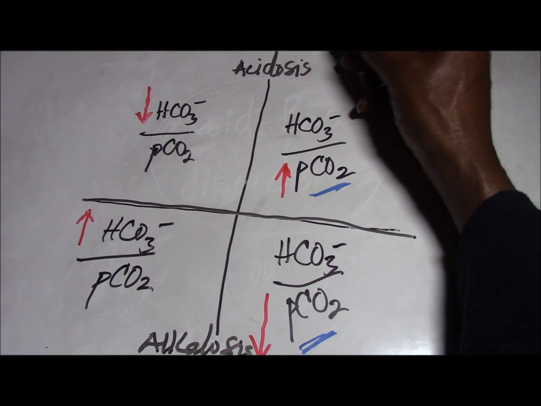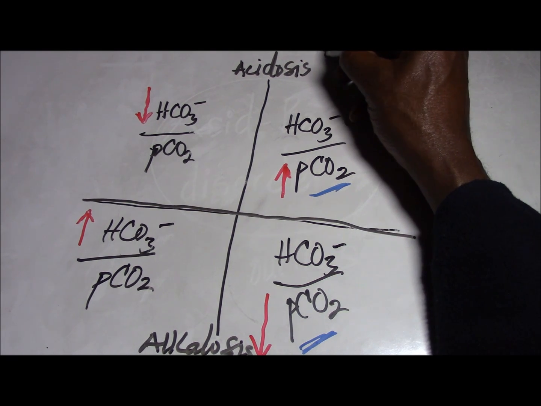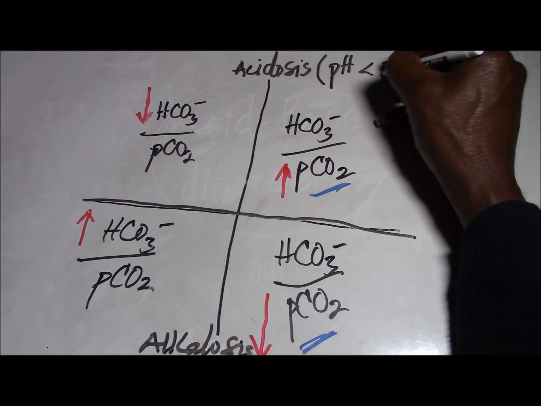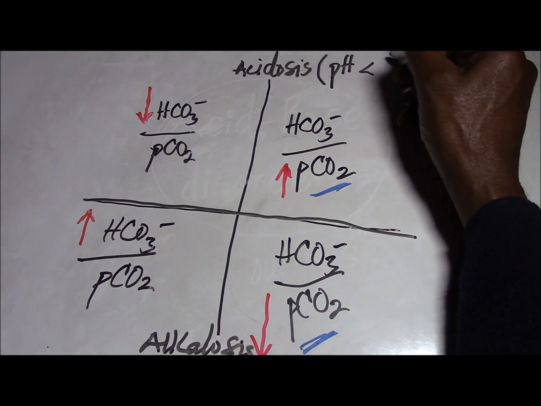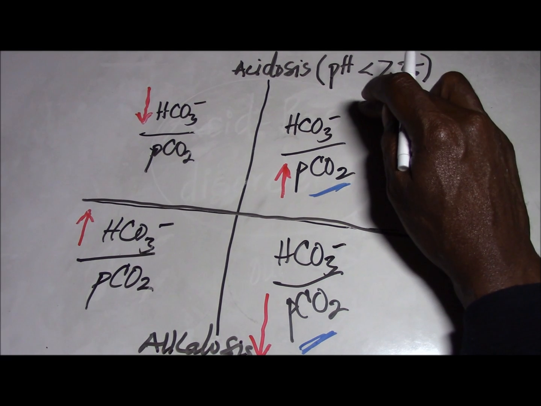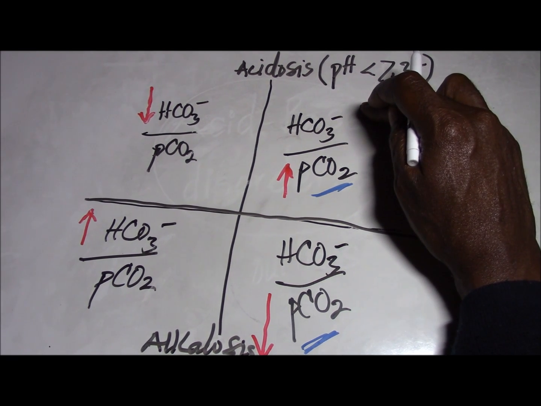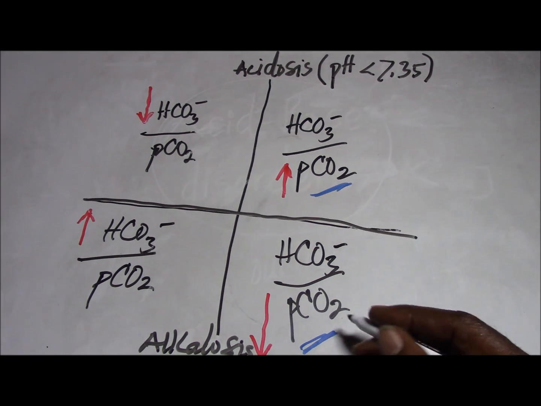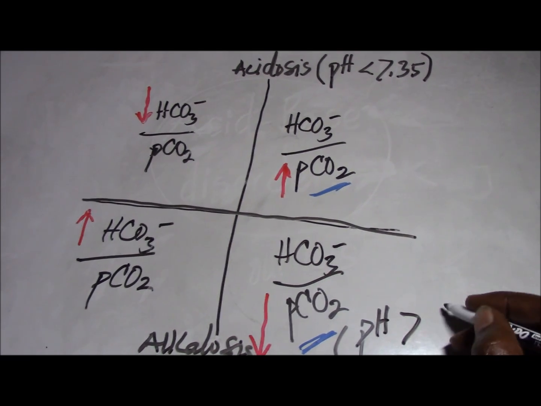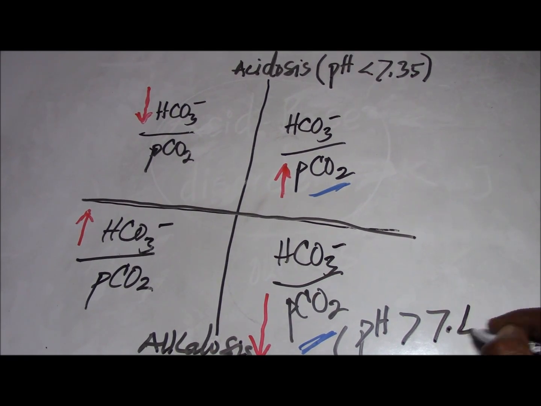You remind yourself here that when you have a pH that is less than 7.35, it amounts to a case of acidosis. On the other hand, if you have a pH of greater than 7.45, you will be looking at a case of alkalosis. So that's that table. It's not complicated.